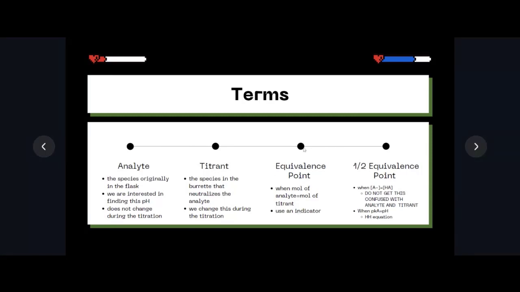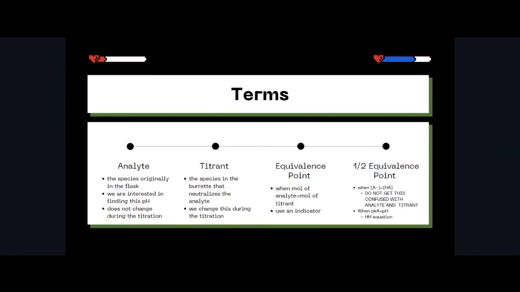The equivalence point is when the moles of the analyte are equal to the moles of titrant. So that's usually the middle point of that very long graph curve. We'll go into more detail. I have pictures later. It's essentially when the moles of analyte and the moles of titrant are equal, and this is usually indicated by an indicator. Usually it's pink, so in the lab setting you want to record it as soon as it turns the very light hue of pink, because that's when those moles are equal to each other.